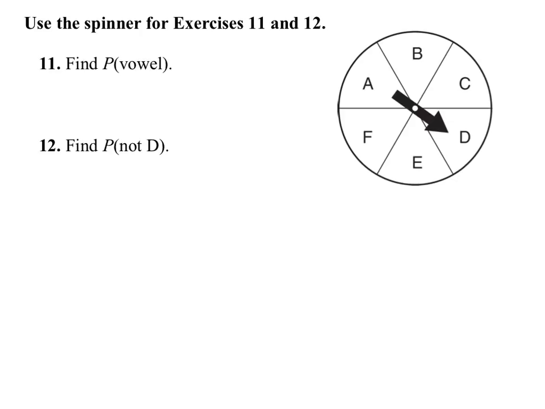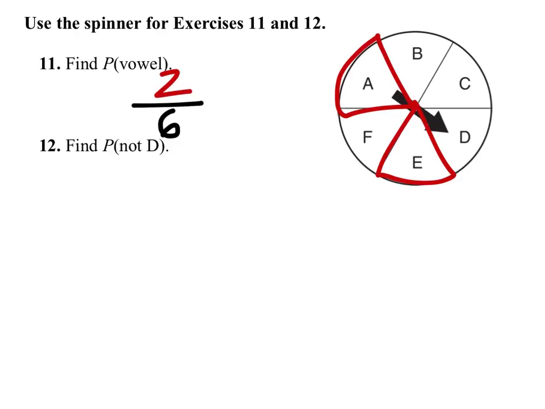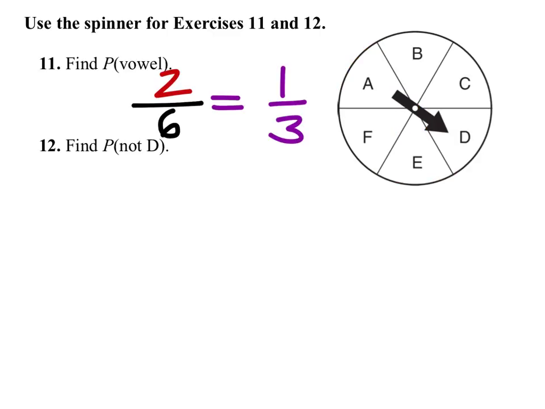So on 11, we got to find the probability of a vowel. Let's just identify. On this spinner, there are 6 total spaces, or 6 outcomes. And how many of these are vowels? I got 1, 2. So 2/6. If you did simplify it, which is okay, you'd have 1/3. Find the probability of not D. So one of these spaces is D, right here. So the ones that are not D would be 5 of them. And that's out of, once again, 6 spaces. This can't be simplified, so that's it right there.